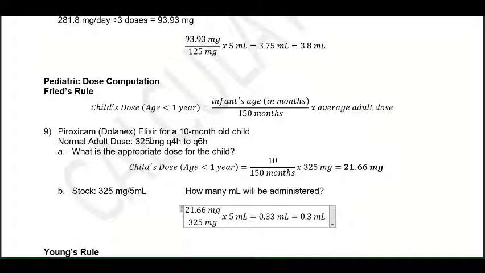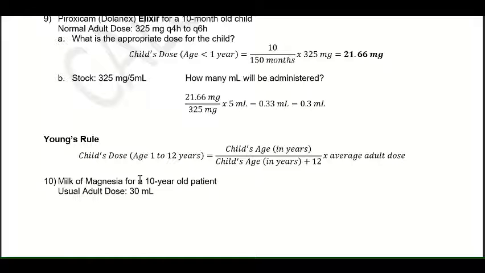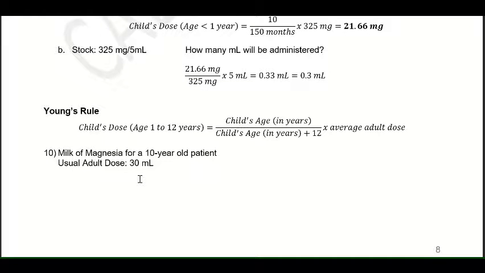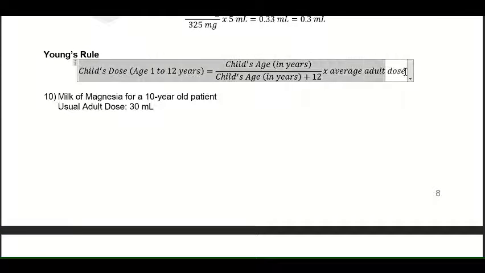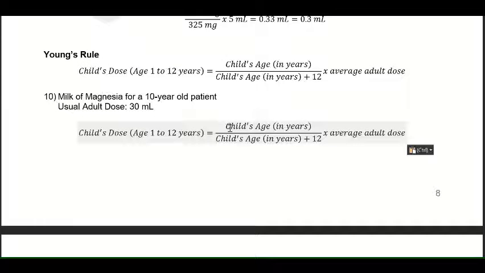How is that possible? This is an elixir. An elixir is usually a more concentrated compound. So 0.3 ml for that matter. Let's apply Young's rule. This is applicable for a child who is age 1 to 12 years old. Let's apply Young's rule. The age of the child is 10.